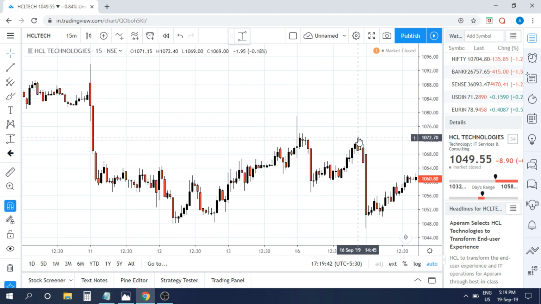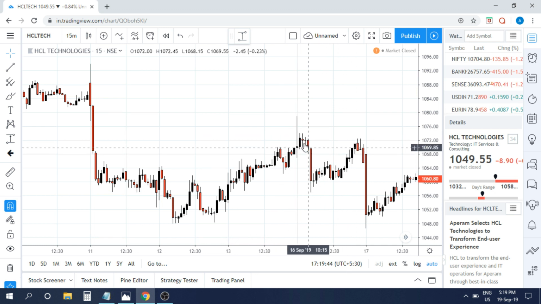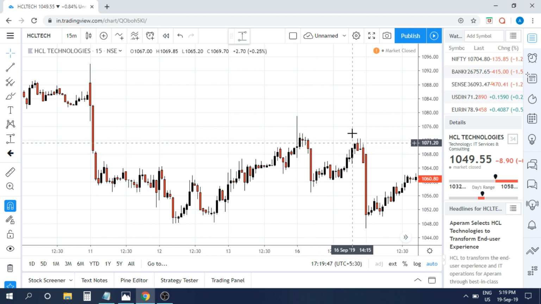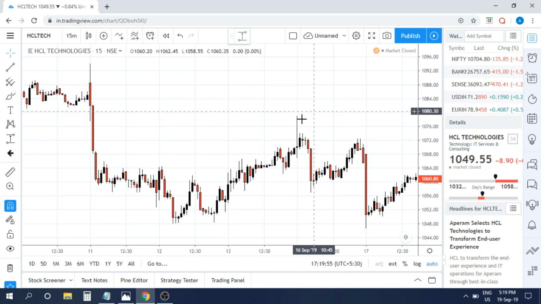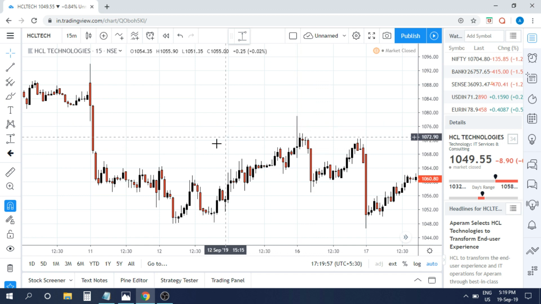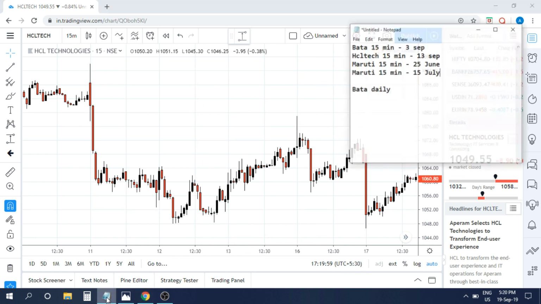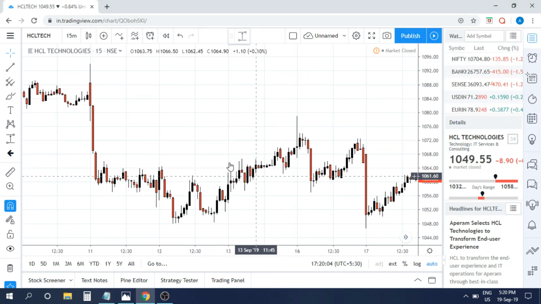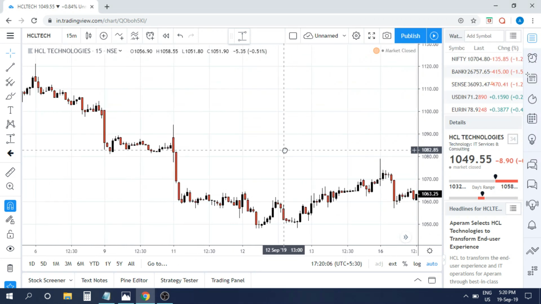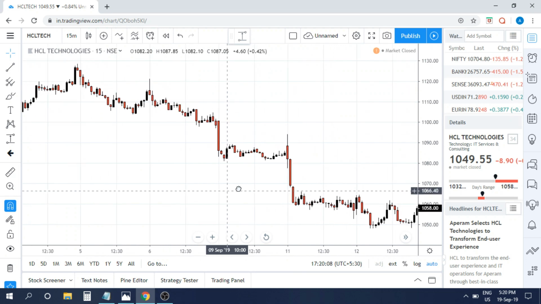Then again it went up back to the origin where the selling started. Then again it was free to drop smoothly down here till here. So this again is a compressed price action, right? So before I move on to the next example of Maruti, I wanted to explain a little bit more about this chart and some interesting price action over here.